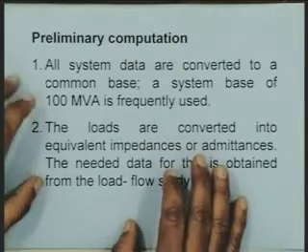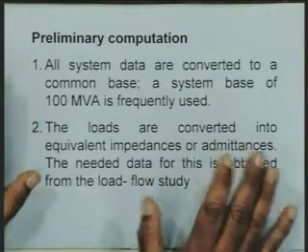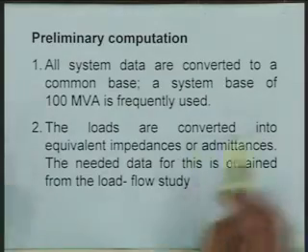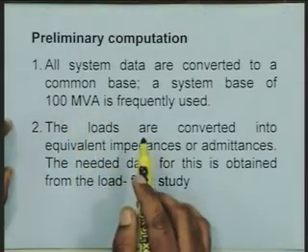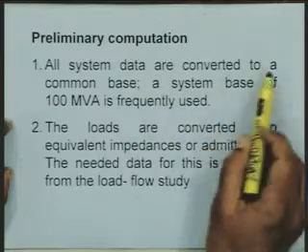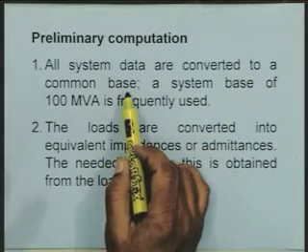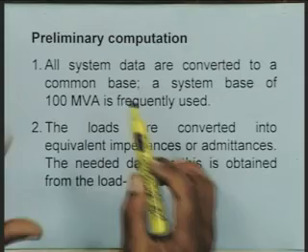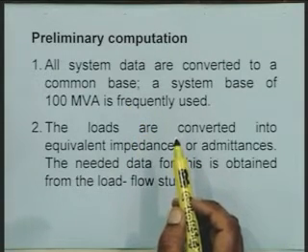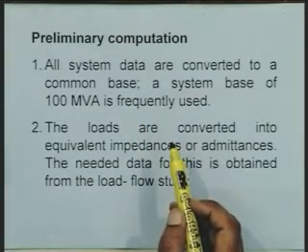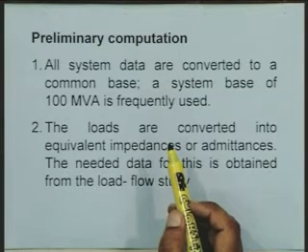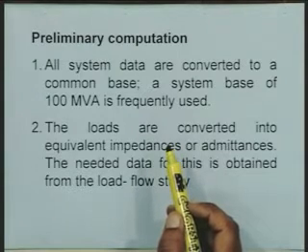Now, before we do the transient stability analysis, one has to perform some preliminary computations. The first is that all system data are converted to a common base. This is a pretty important requirement: when you assemble the system data, you will find that data are given on the basis of their nameplate ratings. Suppose you have a generator of 500 MVA, then the generator parameters will be given on the basis of the nameplate rating of the machine.